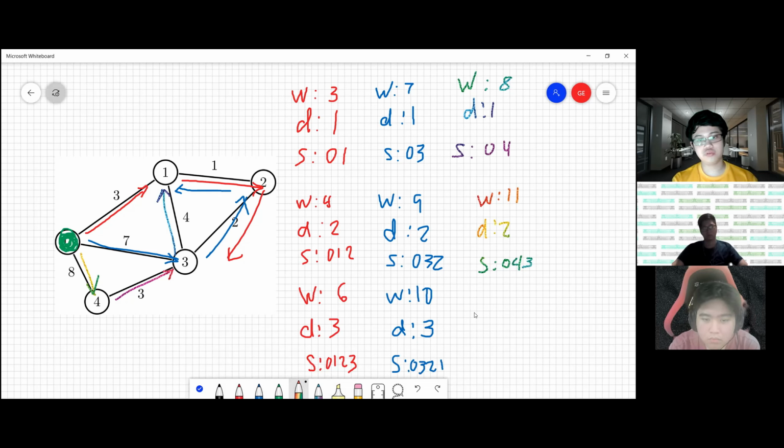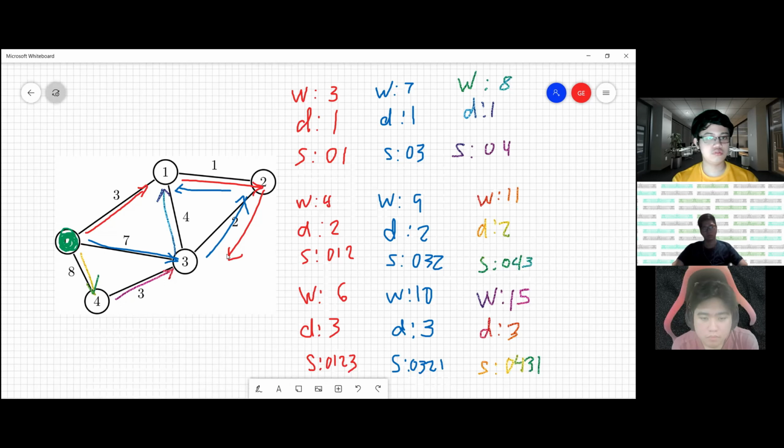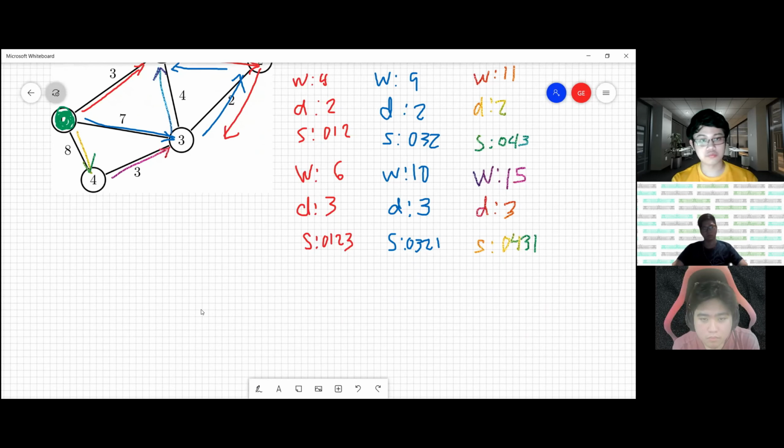So for the rainbow information, the weight is 8 plus 3, 11 plus 4, 15. The distance is 3 as well. And the sequence is 0, 4, 3, and 1. So let's continue until we get the solution.